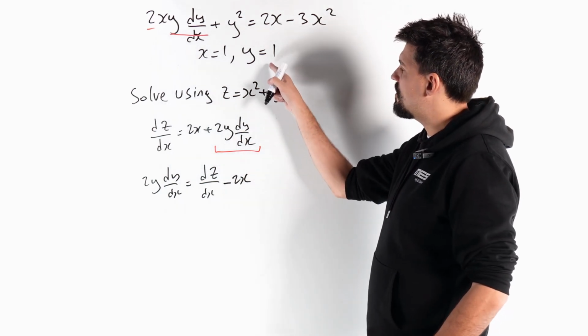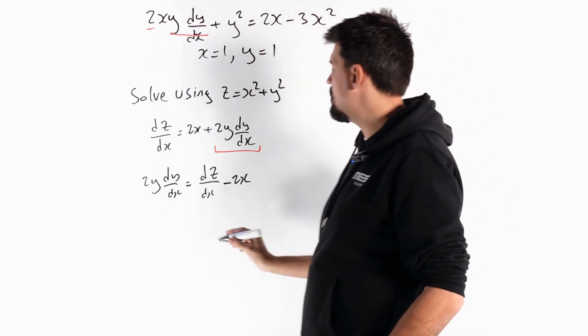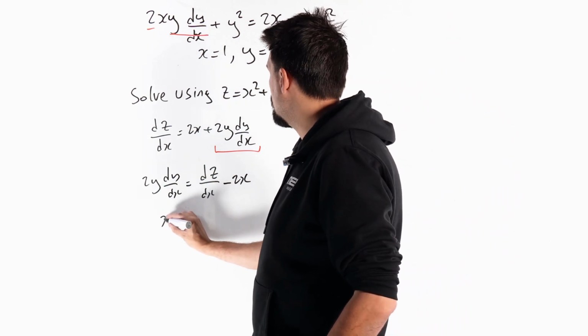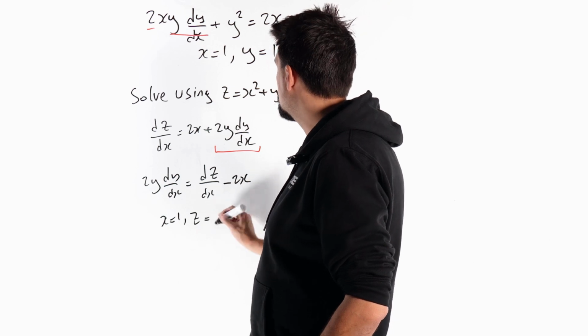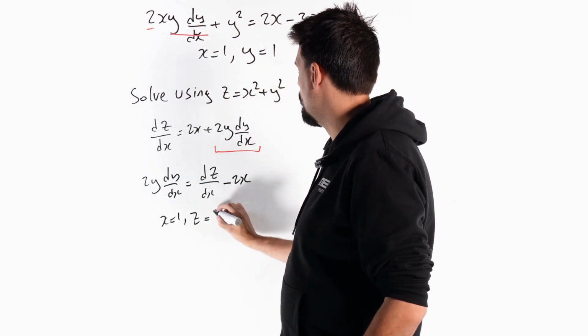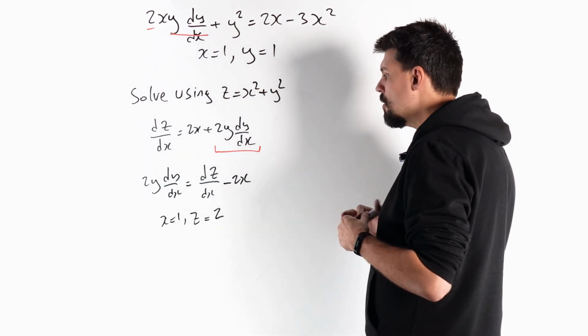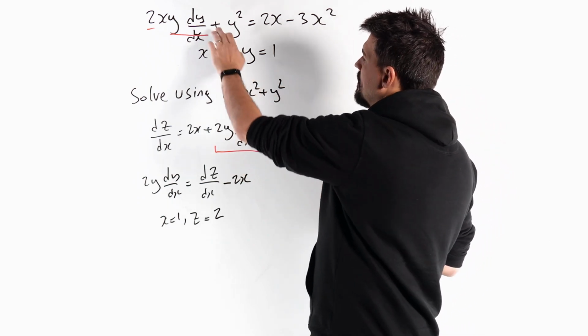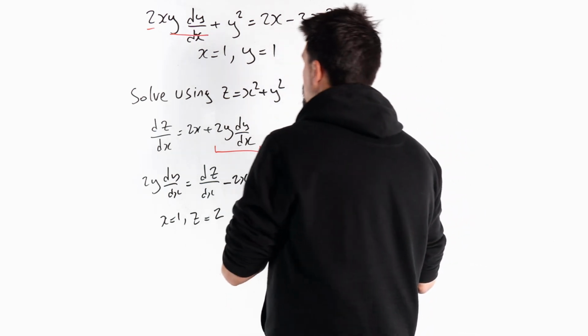Should probably have a little look-see at our initial conditions here. It will be when x is 1, z is 1 squared plus 1 squared, z is 2. So what we're going to do is we're going to try and get this as z in terms of x. So let's start putting it all in.